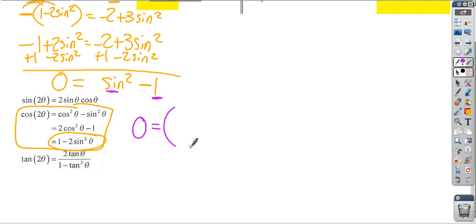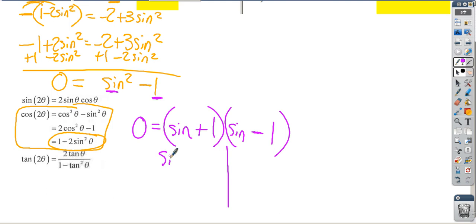And so part of the challenge with these problems is just recognizing what you're dealing with. So how did I get sine squared? I did sine times sine. How did I get the 1? I did 1 times 1, and then to make a difference of squares, one has to be plus, and one has to be minus. So let's set each of these equal to 0, because we are trying to solve.